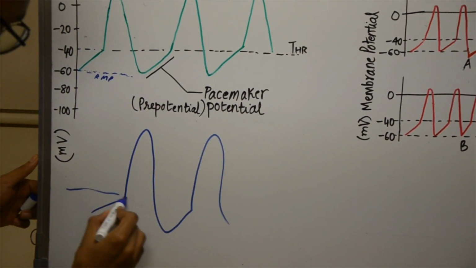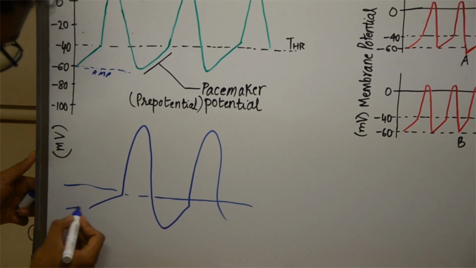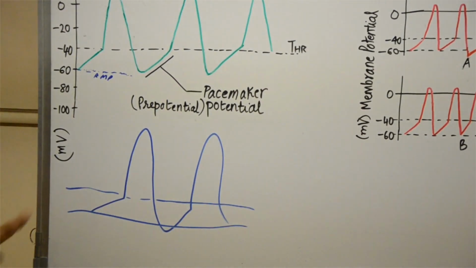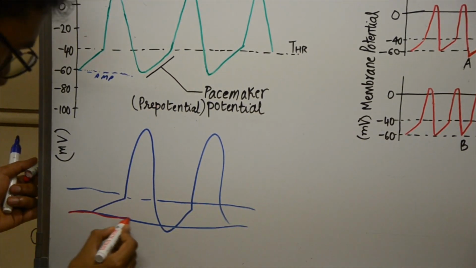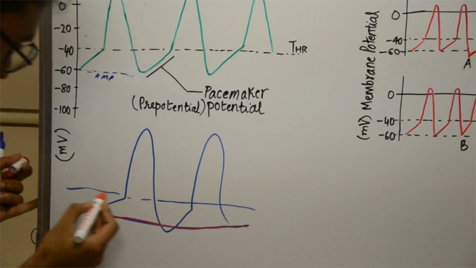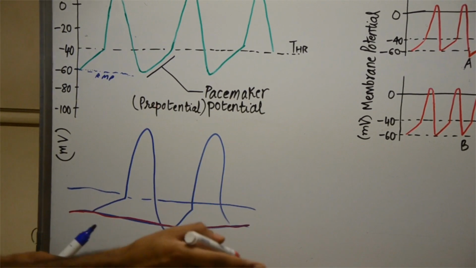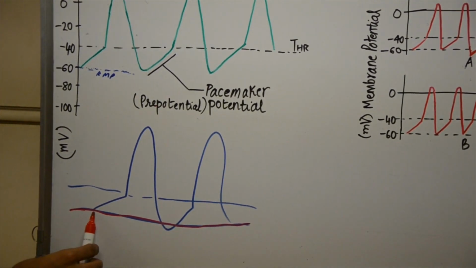Now this is the threshold, right? And this is the resting membrane potential. Let me show you in a different color so that you understand, this is the resting membrane potential, okay, and this is the threshold potential. We know that action potential starts only after the threshold potential has been reached, okay. So this is the resting membrane potential.